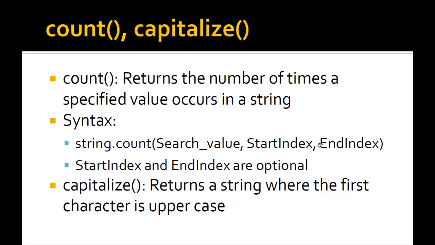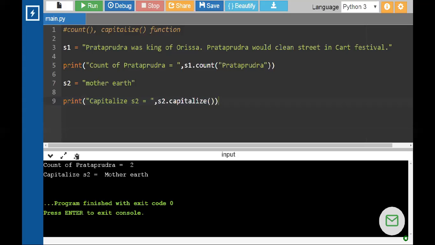Then the starting index and ending index indicate from which position to which position you would like to search a given string and count its occurrences. Both these parameters, start index and end index, are optional. Next we have got the capitalize function. It returns a string where the first character is converted to uppercase. Here is our example. At line number 3, we have defined s1 string.